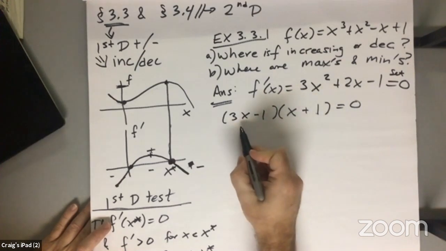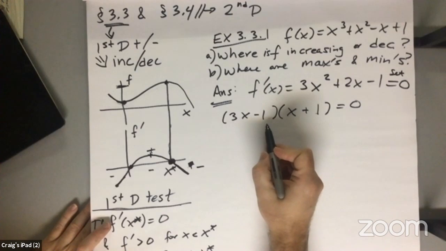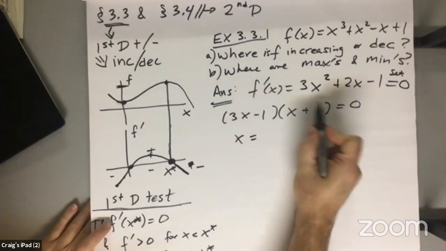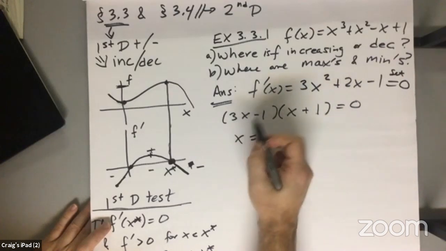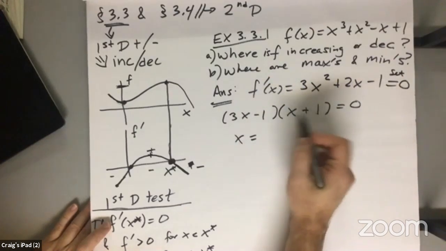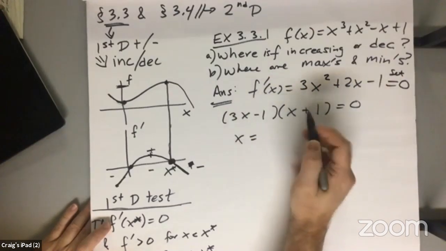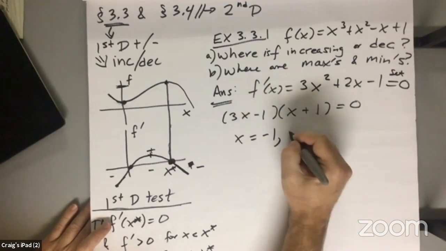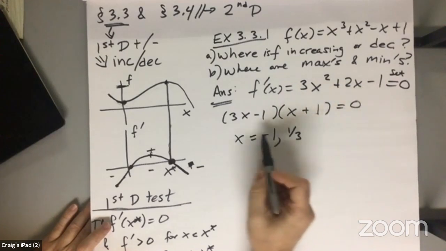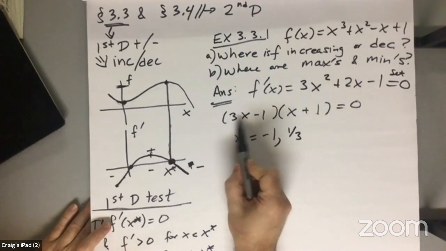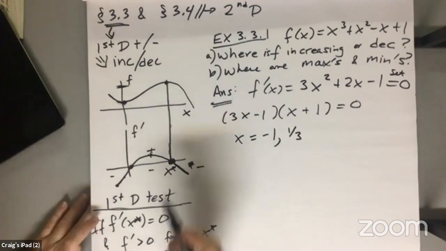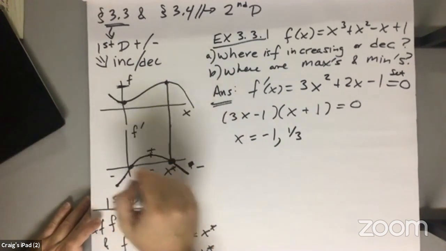Okay, so what we've got going on is that this is gonna be 0, where x makes this one 0, or this one 0, because 0 times anything is 0. So where this one is 0 is minus 1. Where this one is 0 is 1/3, because 3 times a third is 1, minus 1 is 0. Okay, so those are my two spots.